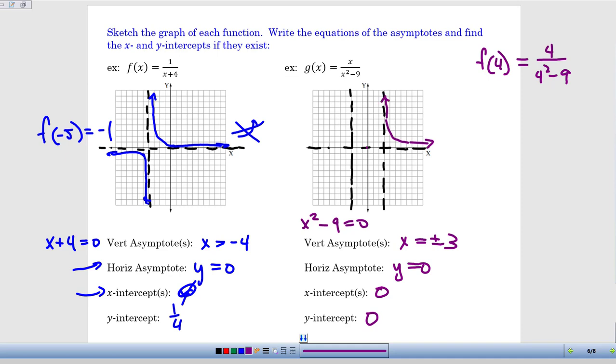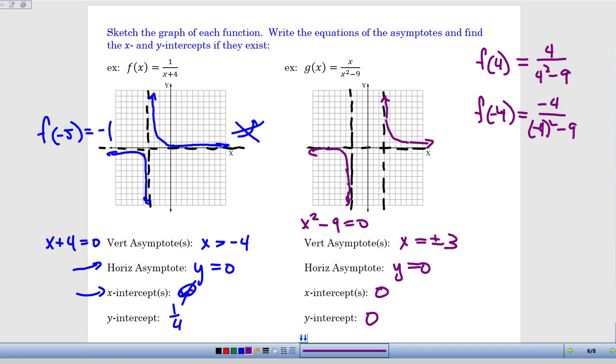If I go to the far left-hand side, so I can plug in -4 so that I'm to the left of that vertical asymptote. So if I plug in -4, I'm going to have -4 over -4 squared minus 9. So this time I'm going to end up with a negative value, since I'm going to have a negative on the top, but a positive on the bottom. So I'm going to have a branch that's going to be down here.